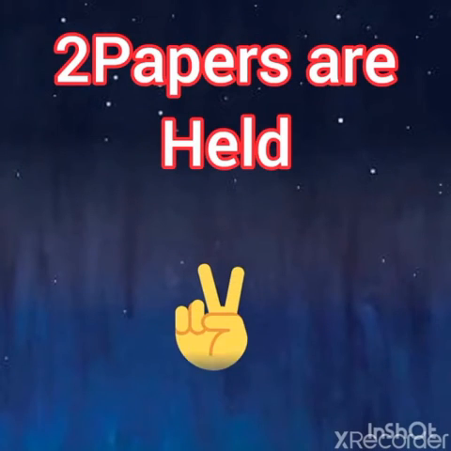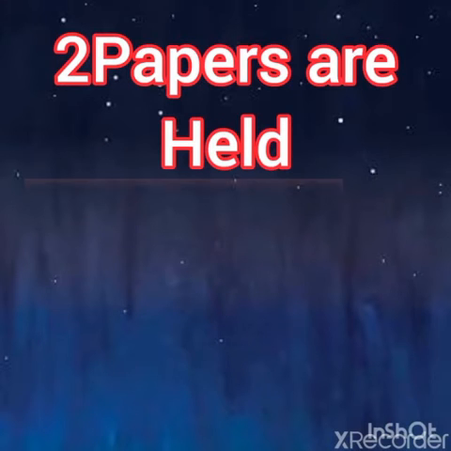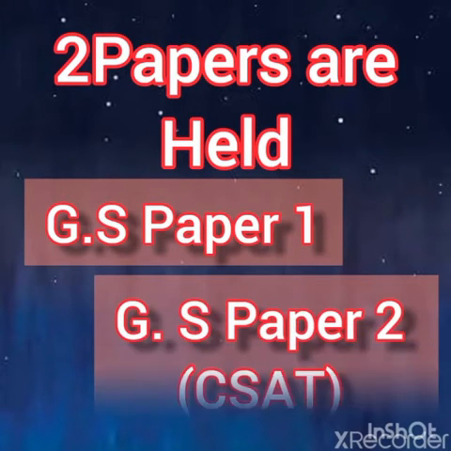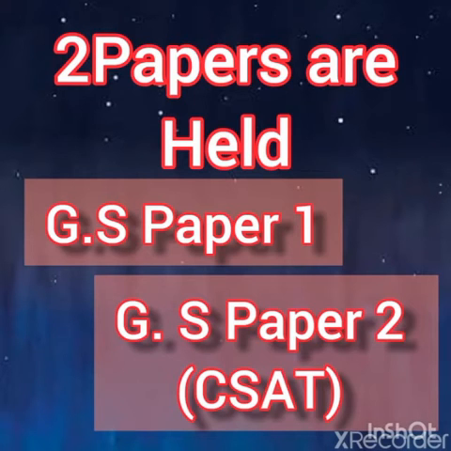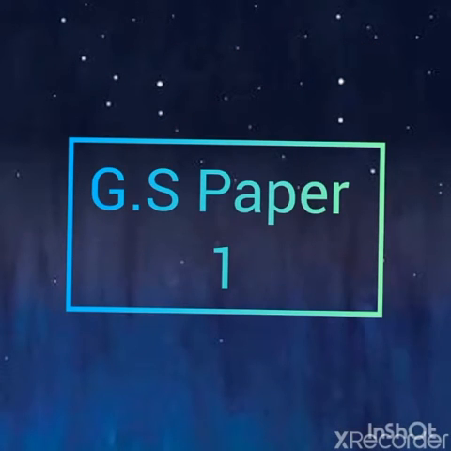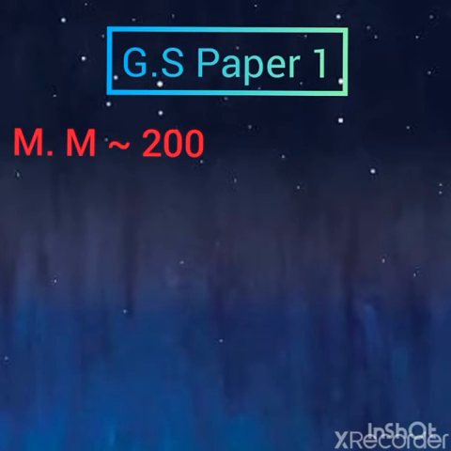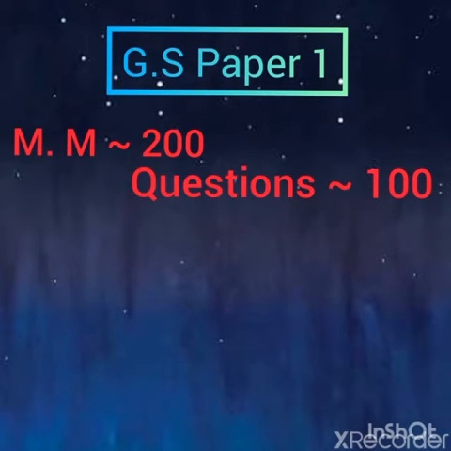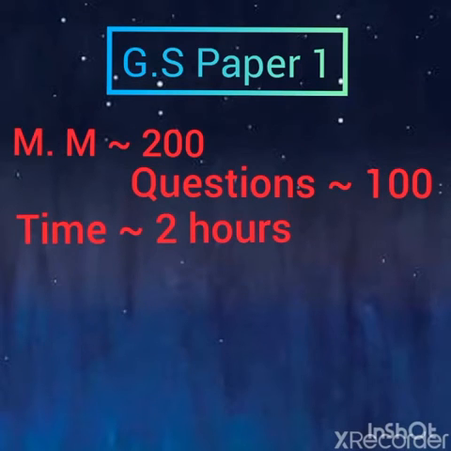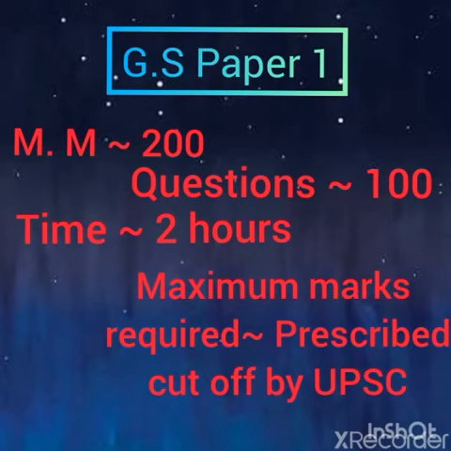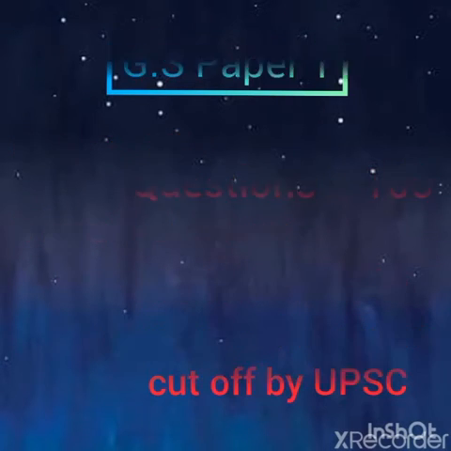In prelims, there are 2 papers held: GS paper 1 and GS paper 2, which is also called CSAT, Civil Services Aptitude Test. GS paper 1 is of 200 marks and 100 questions are given in the paper. The time allotted to complete the paper is 2 hours. The marks required to clear GS paper 1 is the cutoff prescribed by UPSC.